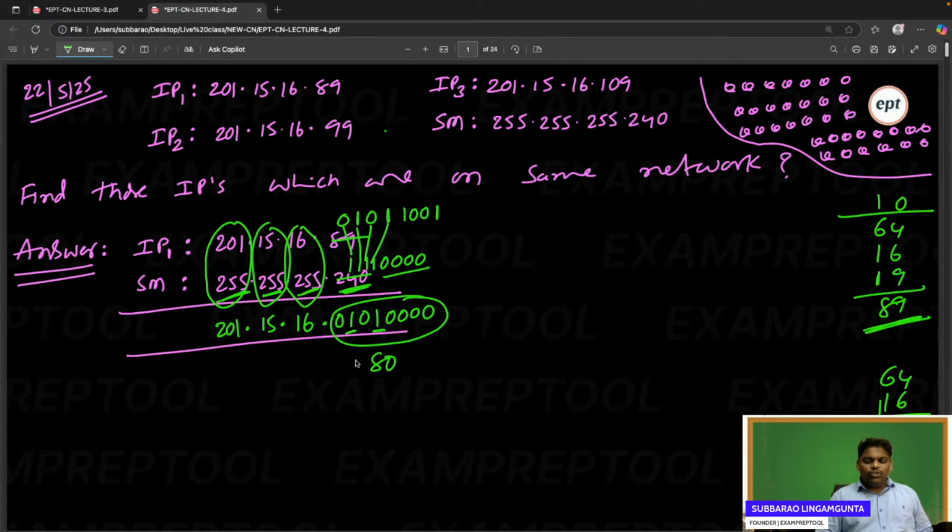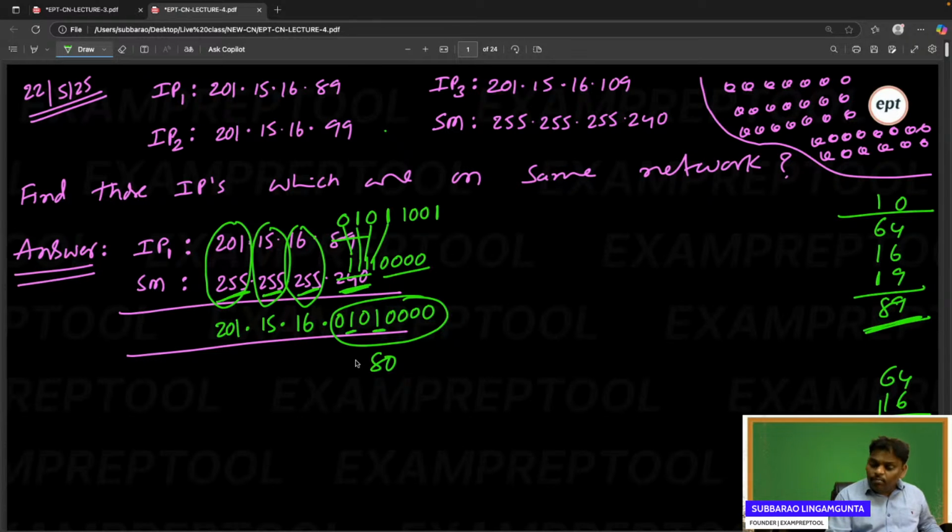First bit 0 and 1, which is nothing but 0. Second bit 1 and 1, so 1. Third bit is 0 and 1, so 0. Fourth bit is 1 and 1, so 1. Remaining all will be zeros. So 64 plus 16, which is going to be 80. So I have done IP1 and subnet mask AND operation.